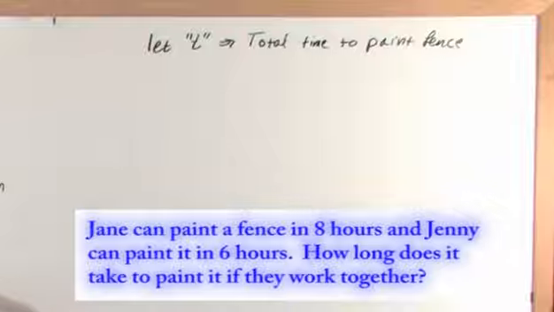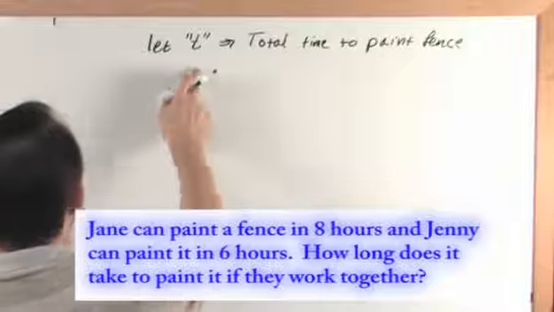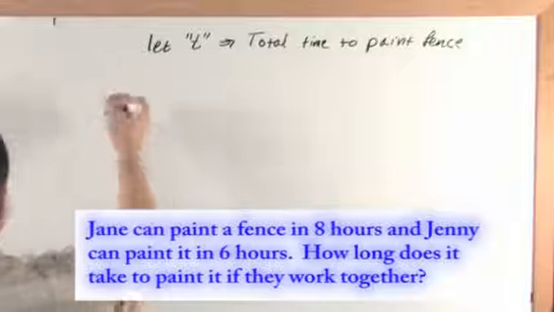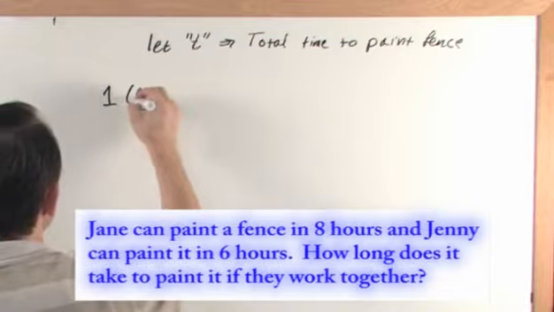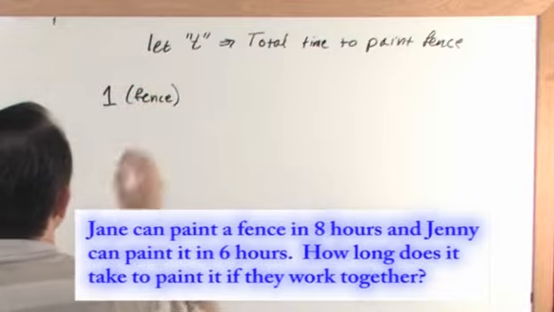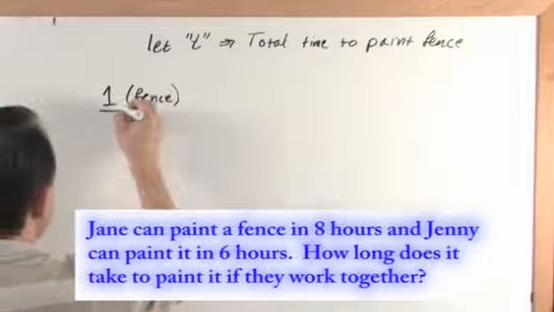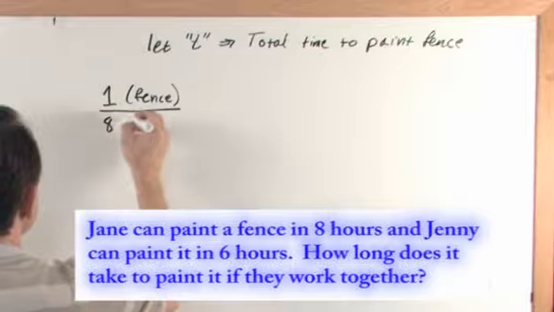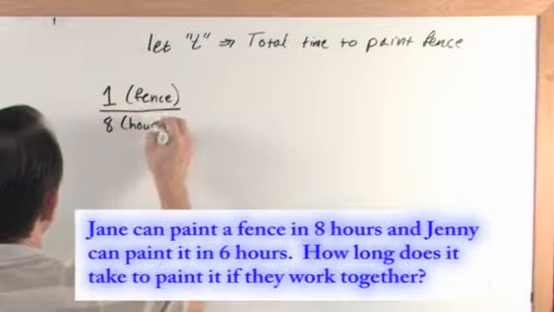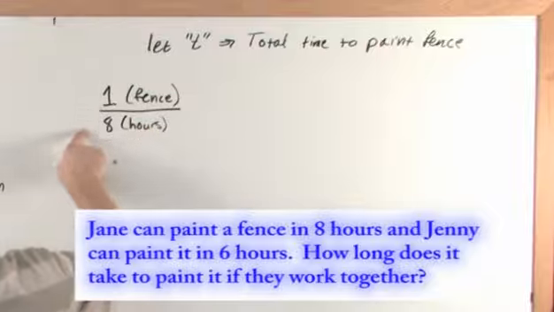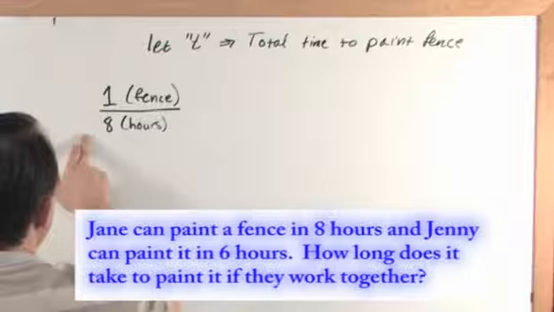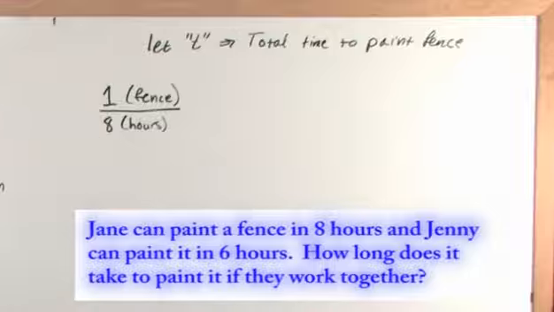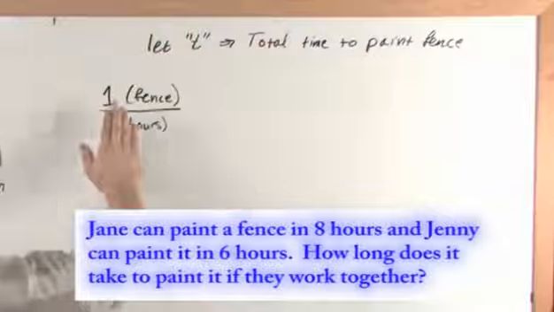Now, we said that Jane can paint the fence in 8 hours. Okay, so what does that actually mean? What it means is Jane can paint one fence in an 8-hour period. This is all I'm writing, the numbers from the problem: one fence per 8 hours. This is what Jane can do. That's her rate.